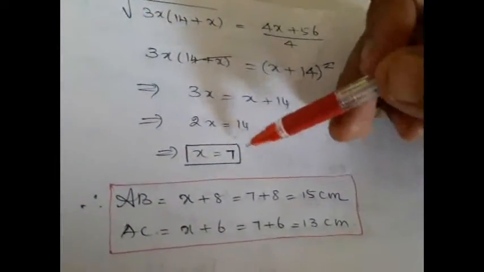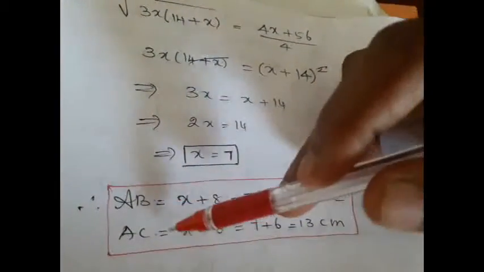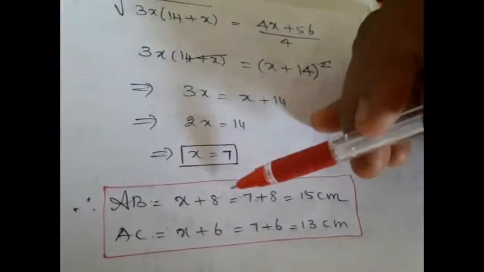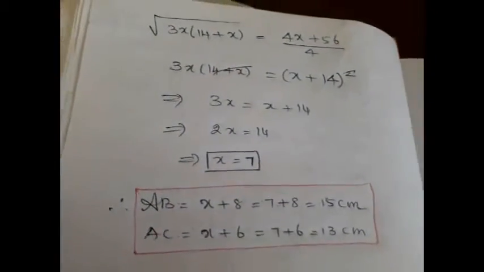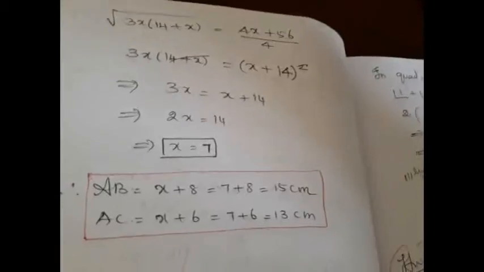Once we got our x, we can very well find the AB and AC length by substituting, because AB is x plus 8 and AC is x plus 6. Right? Hope you understood what we did here. Yes. Let us move on to the last question, the 13th one.